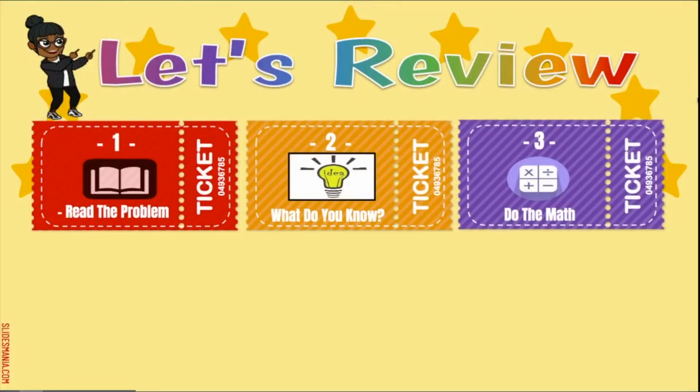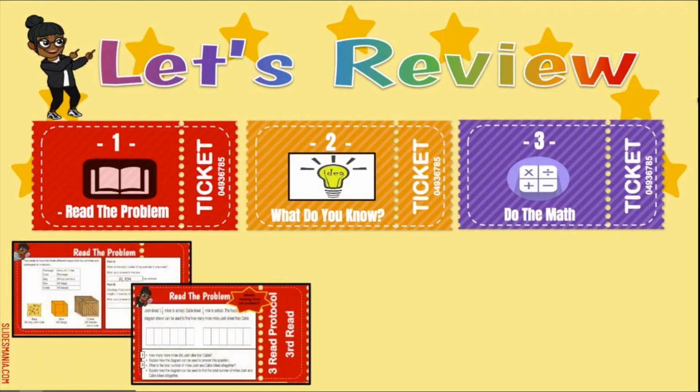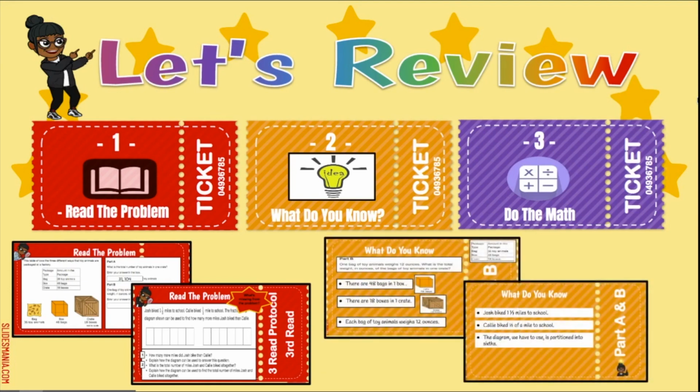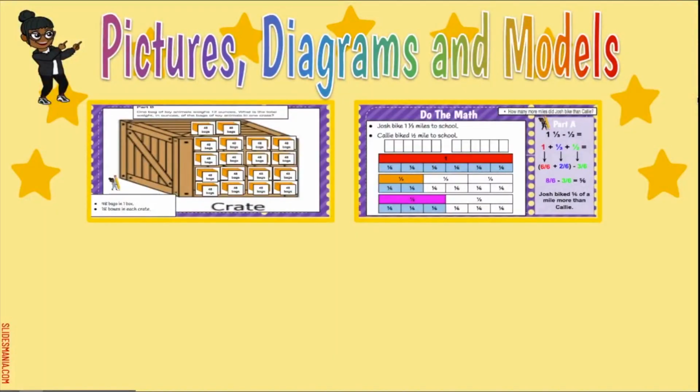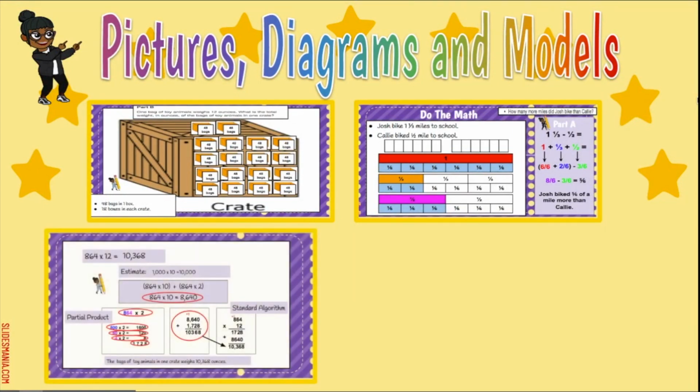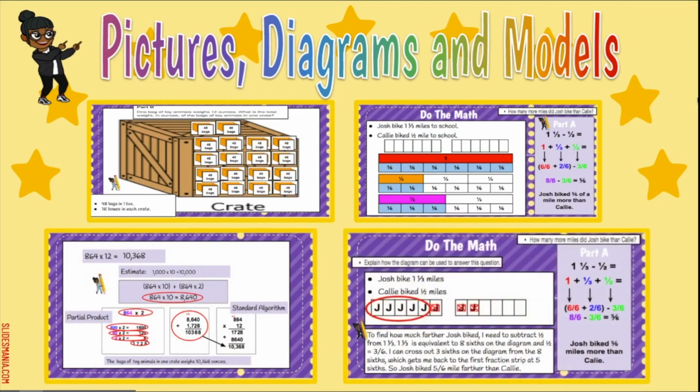Wow, we've done a lot of reasoning and problem solving today. Let's review. First, we read the problems for understanding. Second, we used what we knew to solve. And third, we did the math. We used pictures, diagrams, and models to help us visualize the problems. In the first problem, we connected the partial products algorithm and the standard algorithm. In the second problem, we used equivalent fractions to find common denominators in order to add and subtract fractions and mixed numbers.